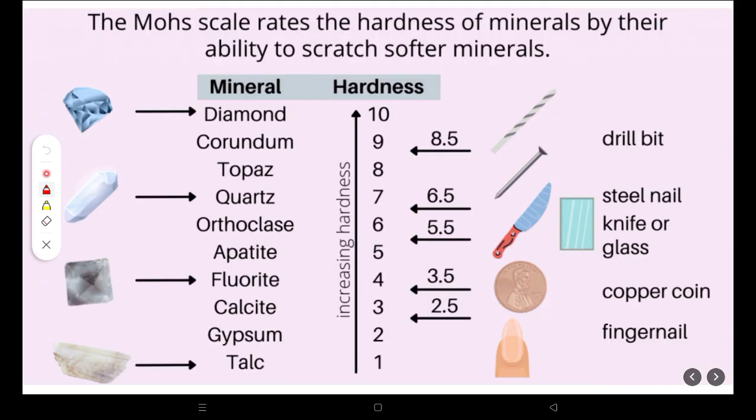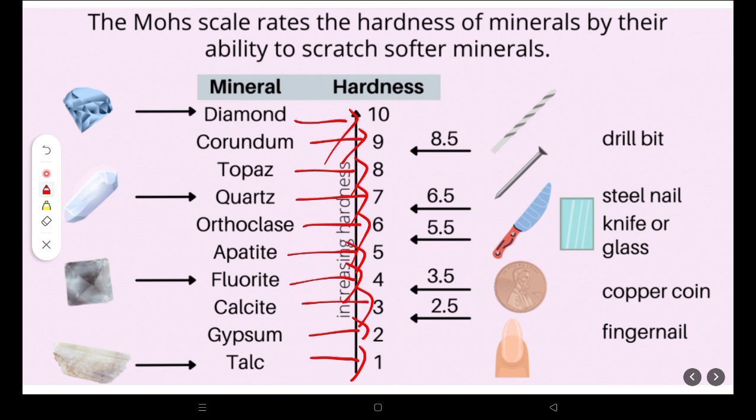So this is the Mohs scale of hardness: talc, gypsum, calcite, fluorite, apatite, orthoclase, quartz, topaz, corundum, and diamond. So talc's hardness is 1, gypsum is 2, calcite is 3, fluorite is 4, apatite is 5, orthoclase is 6, quartz is 7, topaz is 8, corundum is 9, and diamond is 10.